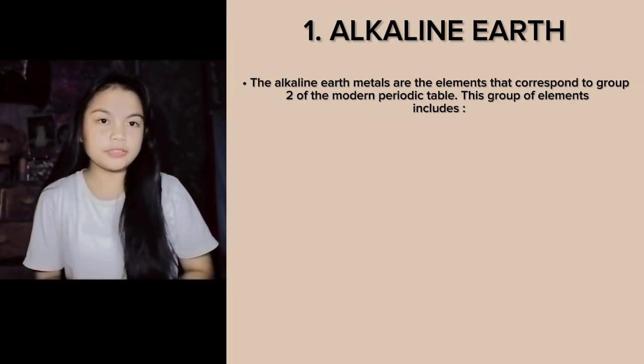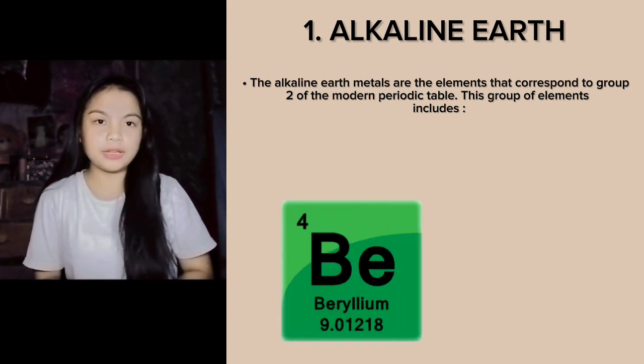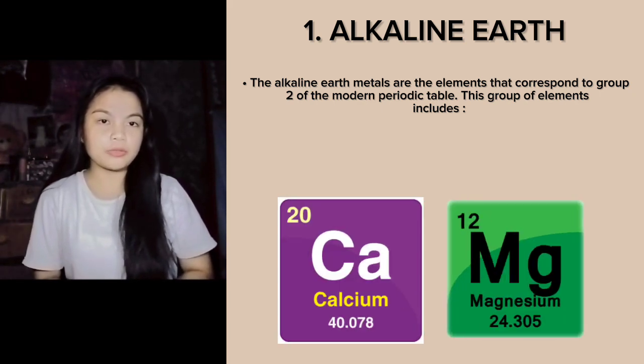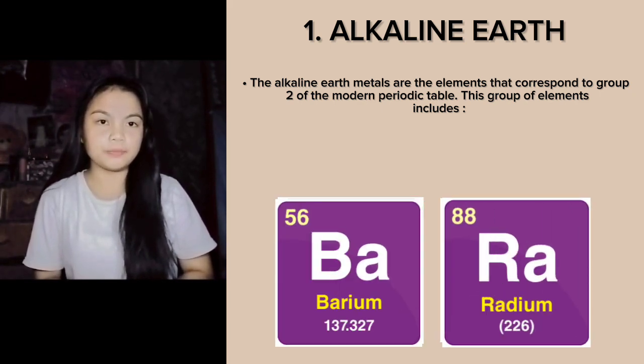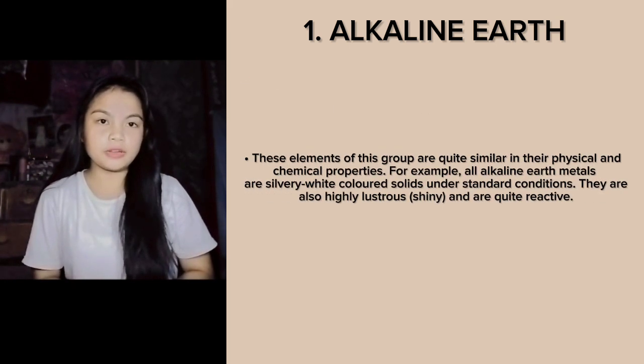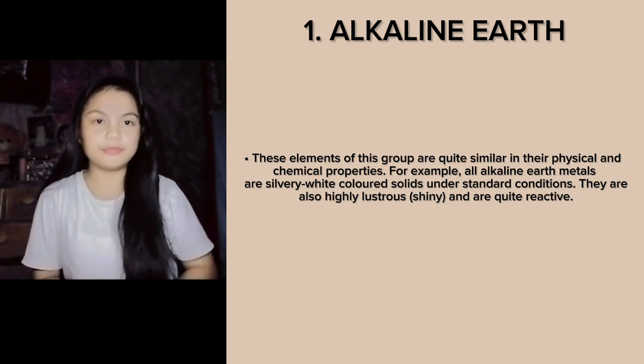The alkaline earth metals are the elements that correspond to group 2 of the modern periodic table. This group of elements includes beryllium, magnesium, calcium, strontium, barium, and radium. These elements are quite similar in their physical and chemical properties. For example, all alkaline earth metals are silvery white solids under standard conditions. They are also highly lustrous and quite reactive.